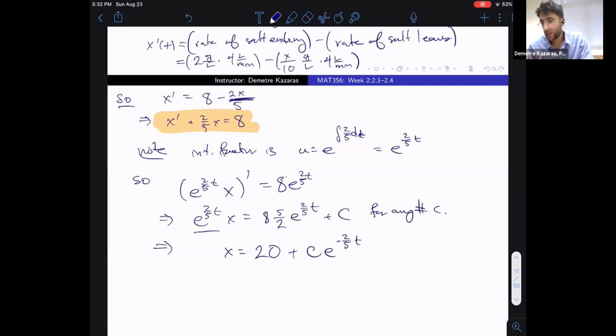Okay, very good. However, this is a physical situation. There's an actual tank with water. There shouldn't be the ambiguity of the constant c. We should be able to figure out what c is. So, what's c?